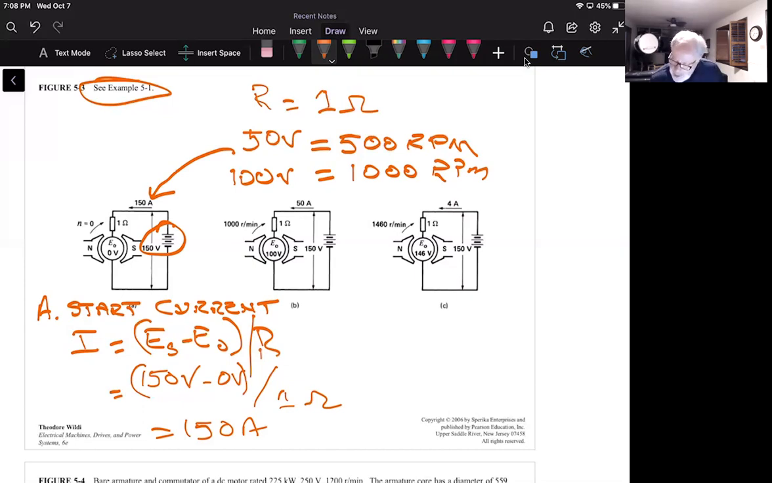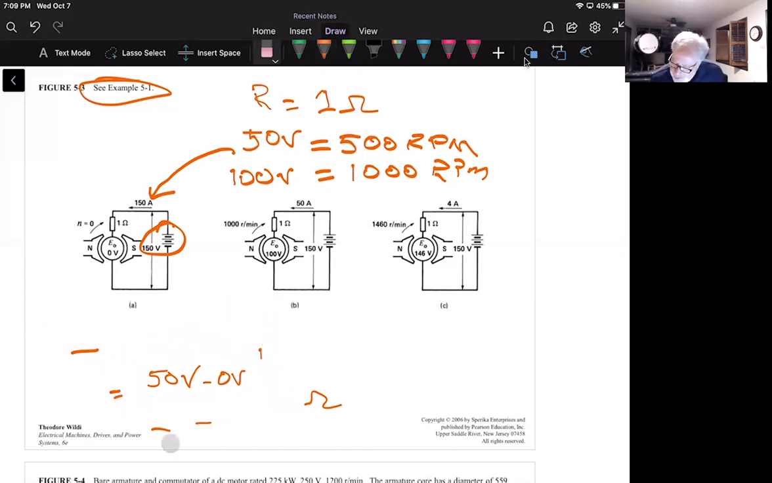All right, the next thing. We've got to use this relationship where we're told that 50 volts is equivalent to 500 RPMs. And he says in part B, what is the counter EMF? To work that problem, we have to know that counter EMF is equal to the armature voltage. And I want to know what that is when the motor runs at 1,000 RPMs and what it is when it runs at 1,460 RPMs.